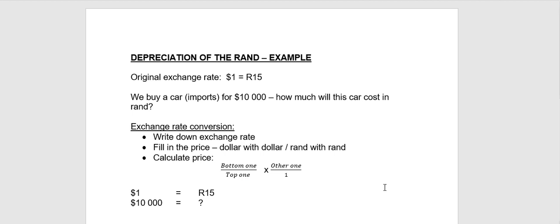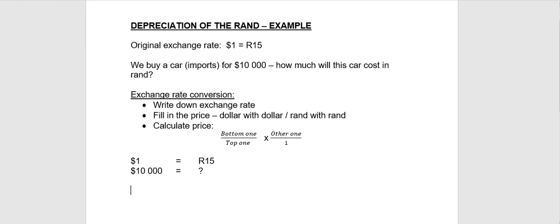If we do that quickly, to explain this: bottom one over the top one times the other one. You're going to start with the side where the information is complete. Your left side of your equation, you have all the information. So this will be the bottom one, that is the top one, and then the 15 will be the other one.